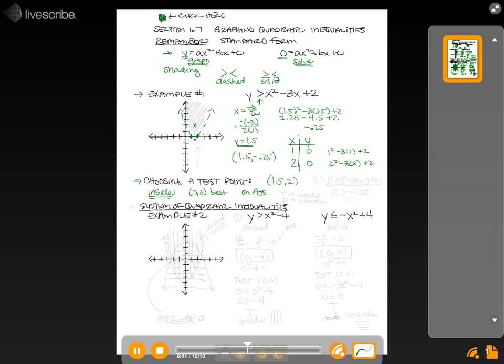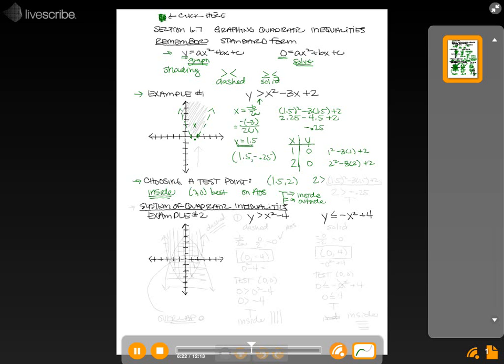I'm going to plug those in, and I'm going to figure out if it makes my inequality true or false. If it's true, I want to shade inside. If it's false, I want to shade outside. Okay? It's always going to be that because we are always going to pick a test point that is inside of our parabola. So let's finish this.